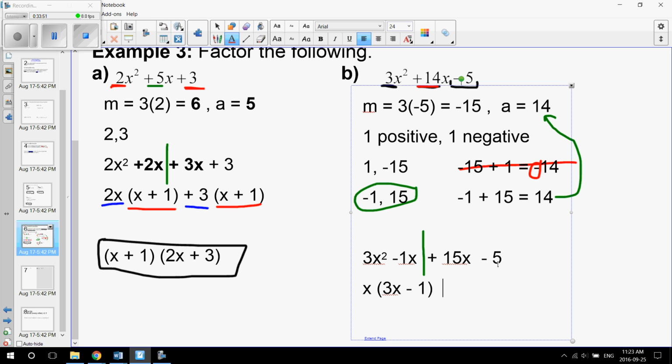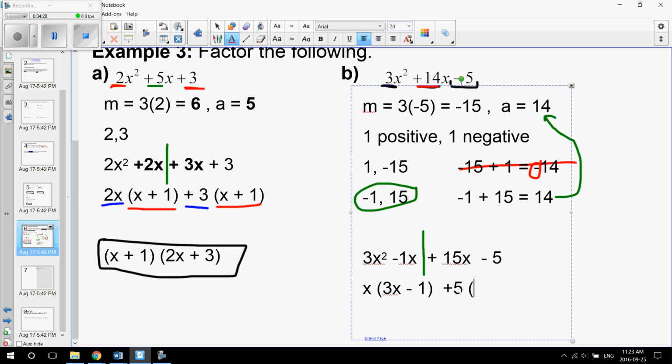Then look at the second piece here. We have our plus 15x and our minus 5. What can we factor out of both of those? Hopefully one of you is seeing that 5 can be divided out by 15 and by 5. And again, because we're going to divide out a positive 5, we write plus 5 there.